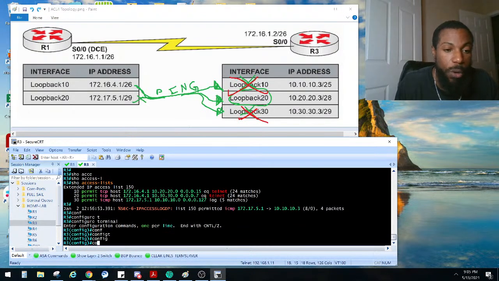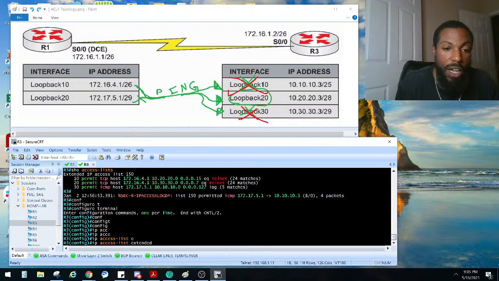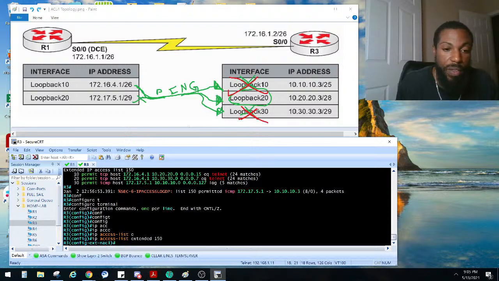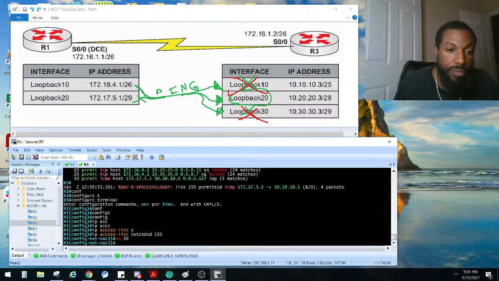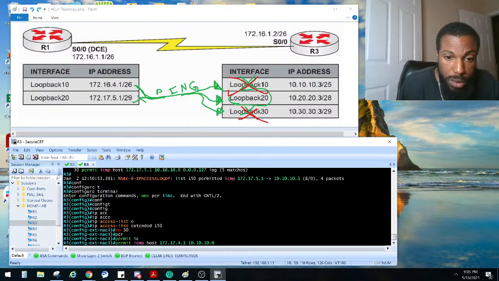I think I just need to redo that ACL there. So configure terminal. I'm already in configure terminal. What am I doing? IP access list extended 150. We're going to say no 30, and we're going to say permit ICMP host 172.17.4.1 to the 10.10.10.0 network. Nah, we don't want to do exact hosts, because we're going to do the whole subnet.